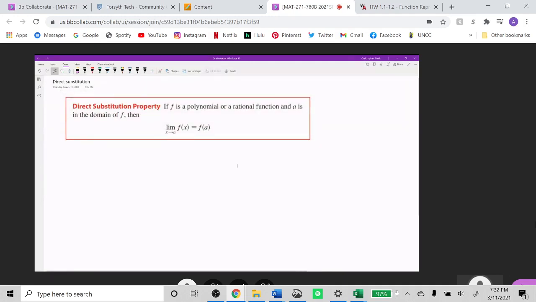If f is a polynomial or a rational function, and a is in the domain of f, then the limit of f of x as x approaches a is f of a. Oh, Ruth, was that a separate question, or did you just not lower your hand before? Okay. Again, if f is a polynomial or a rational function, and a is in the domain of f, then the limit of f of x as x approaches a is just f of a.